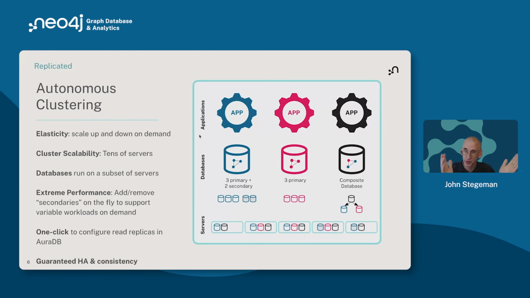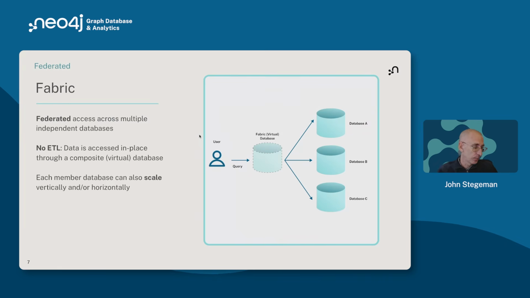So autonomous clustering, again, is a way to implement the replicated strategy. So we take the database, automatically replicate it across multiple machines, and transparently route queries that are doing just reads to those replicas. So very simple, easy to manage, and gives us the ability to scale to more users across the cluster. Now, the second approach is the federated approach.